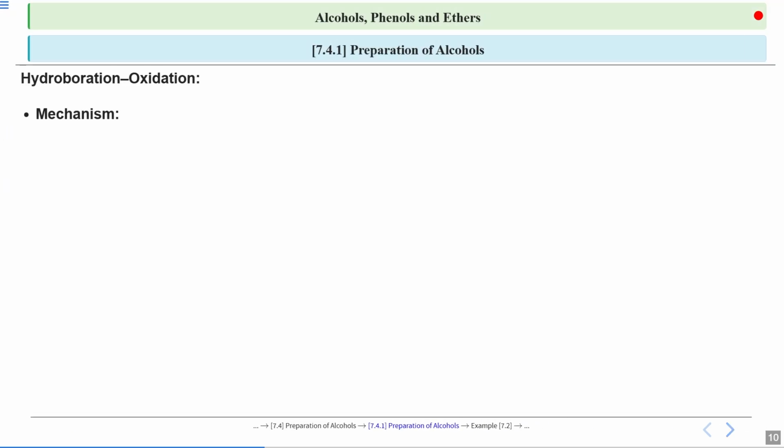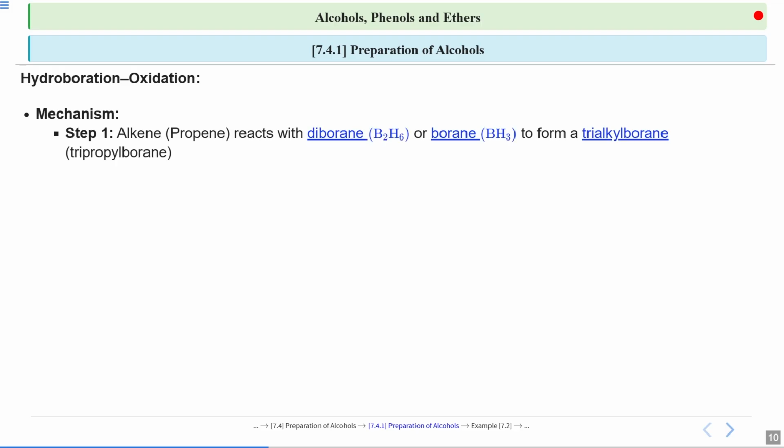Let's understand the mechanism of the hydroboration oxidation reaction. Step 1 is the alkene reacts with diborane. In the previous example we have taken propene. So propene, or an alkene, when it reacts with diborane or borane BH3, forms a trialkyl borane, or in the case of propene, tripropyl borane. This is the first step of the mechanism.